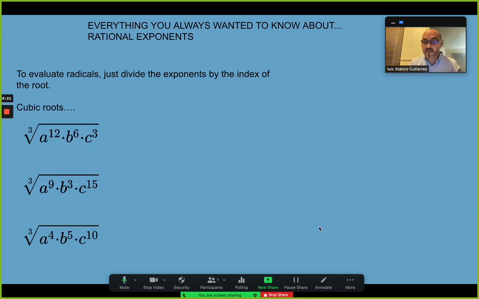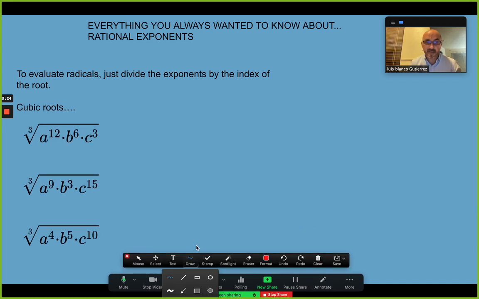So let's see if I want to do cubic roots. So the idea is the same, right? The same thing. You need to divide the exponents by the index. In this case, we need to divide the exponents by 3. So this is going to be a to the power of 12 over 3 times b to the power of 6 over 3 times c to the power of 3 over 3. First question, we're lucky, everything is whole numbers, so there's going to be a to the power of 4, b to the second, times c. Not a problem on this one.